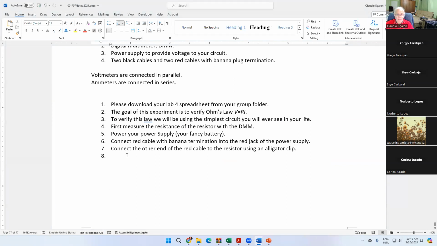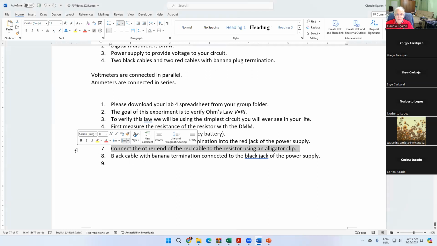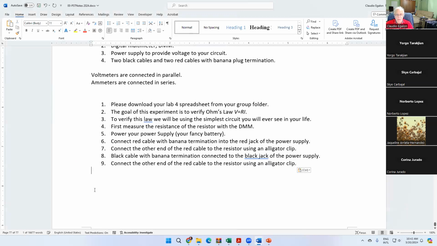Black cable with banana termination. Connect with the black jack. Okay, not plug, black jack of the power supply. Okay. Connect the other end of the black cable, the black cable to the remaining free end of the resistor using another alligator clip.